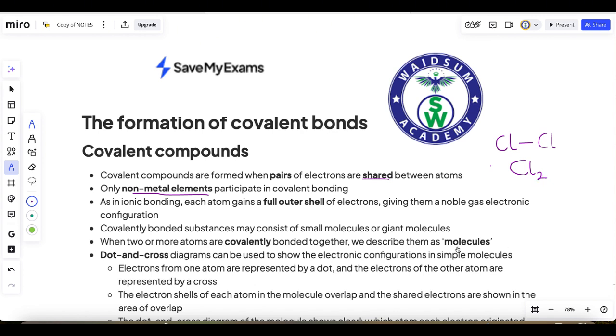We simply call them what? Molecules. When 2 atoms of hydrogen bond with 1 atom of oxygen to form water, then we call this what? One molecule of water, with 2 atoms of hydrogen and 1 atom of oxygen. So that's what we call molecules. When atoms bond together covalently, we call them molecules.